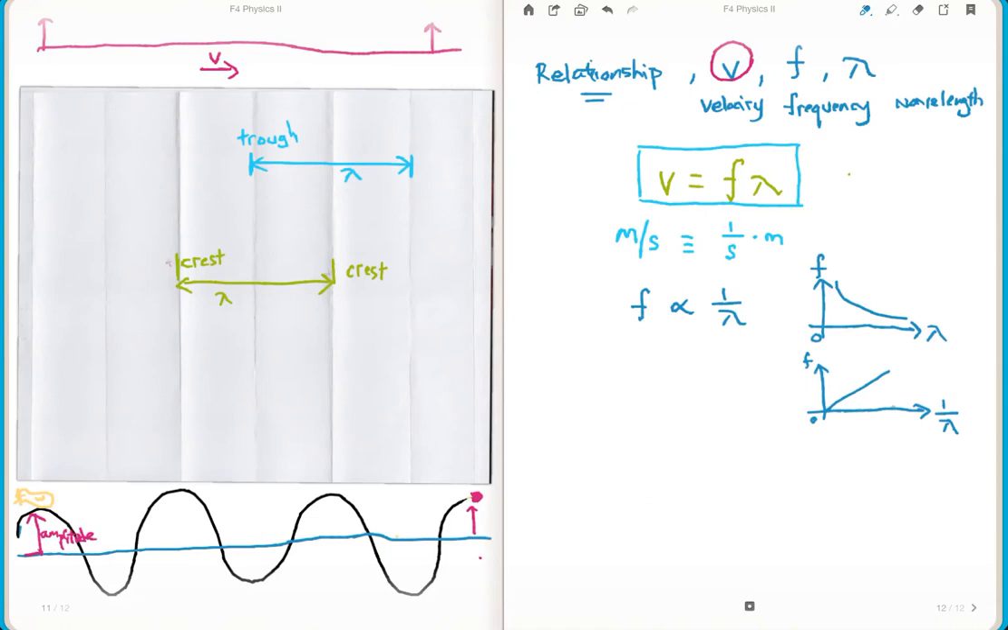F is directly proportional to the inverse of lambda, or F is inversely proportional to lambda. It's a matter of languages. Most of the time the question tests you on the unit. If it gives you this one here, then the graph should be an inverse proportional graph. If the quantity here is 1 over lambda, then it is directly proportional.